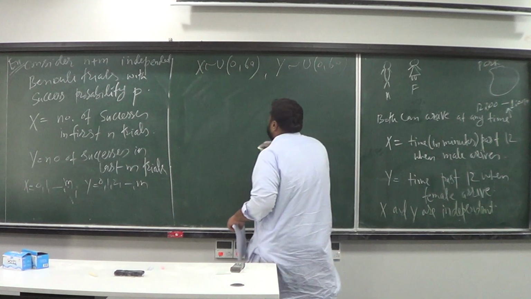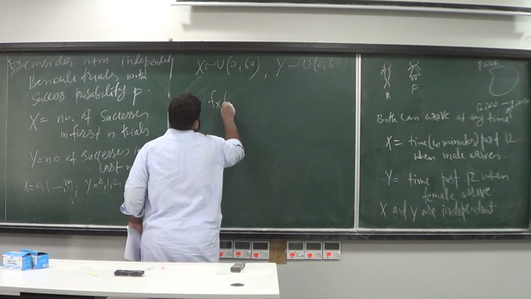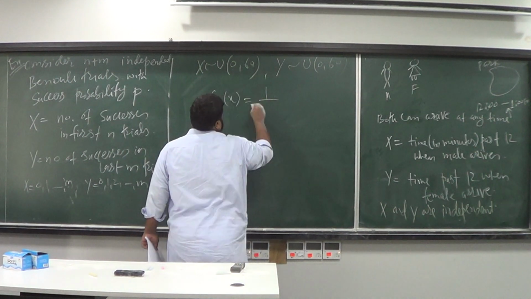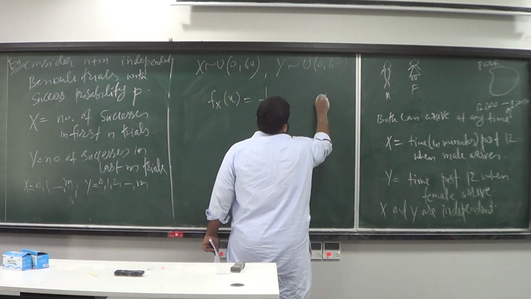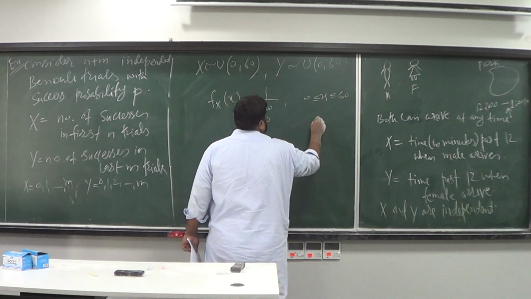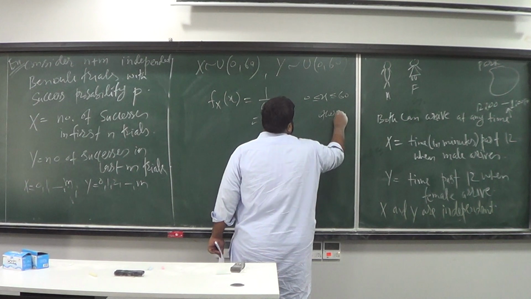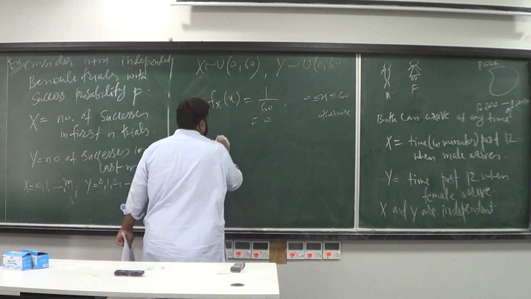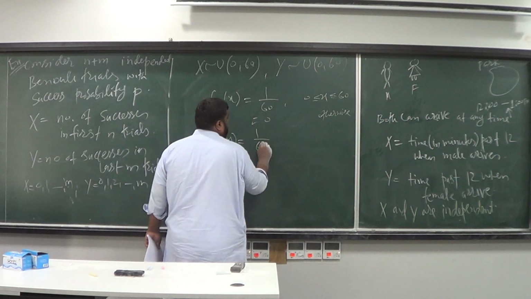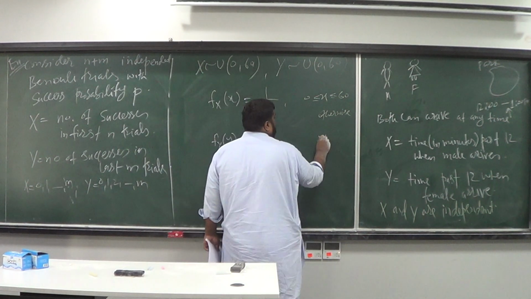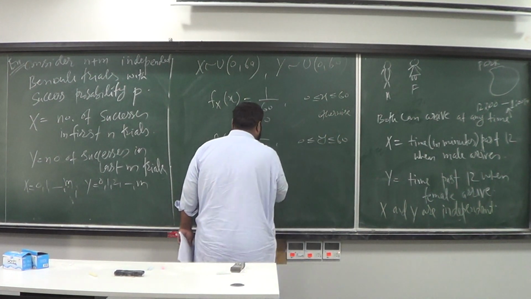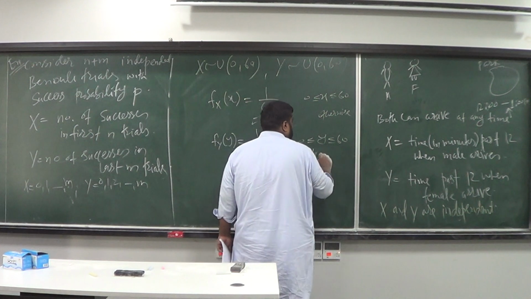So what would be the PDF f_X(x)? It is going to be 1 over 60 minus 0, that is 1 over 60, when x is between 0 and 60, and equal to 0 otherwise. Similarly, f_Y(y), the PDF of y, is going to be 1 over 60 when y is between 0 and 60, and equal to 0 otherwise.